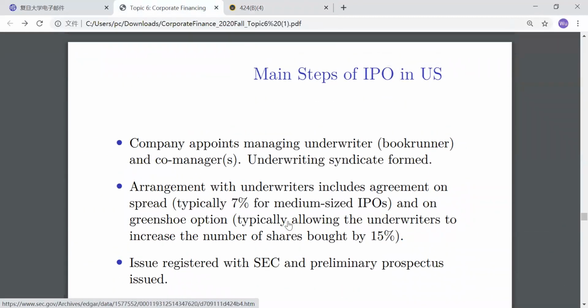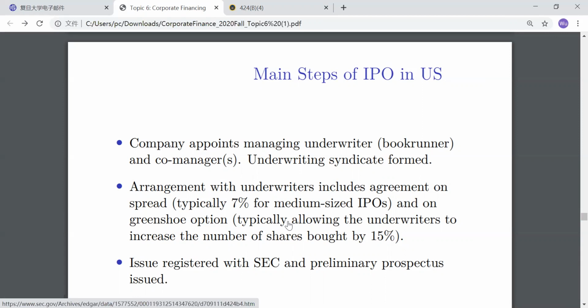And basically in an IPO, if you want to do it in the US, and similarly, if you want to do it in China, you need to first appoint a managing underwriter or book runner and co-managers. And then an underwriting syndicate will be formed. So the managing underwriter will be the leading investment bank, right? And if you're a big company, there will be a couple more investment banks in charge of underwriting the security. And the arrangement with the underwriter will typically include compensation for the investment bank. So typically it's 7% for a medium-sized IPO, it's a commission.